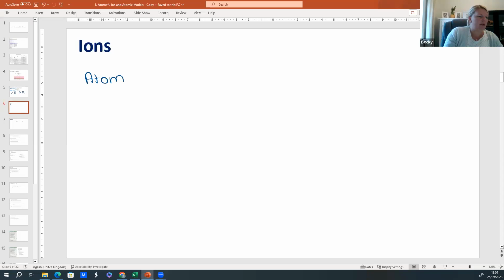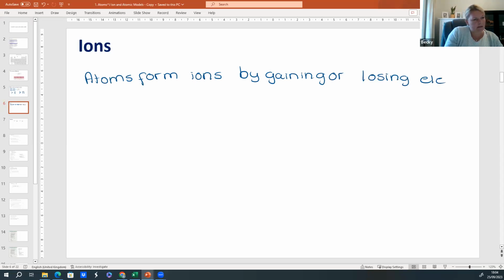So let's just note that down. The atoms form ions by gaining or losing electrons. Now they have a different charge value depending on how many electrons they've either lost or gained. Okay, and I'll give you a couple of examples of that.